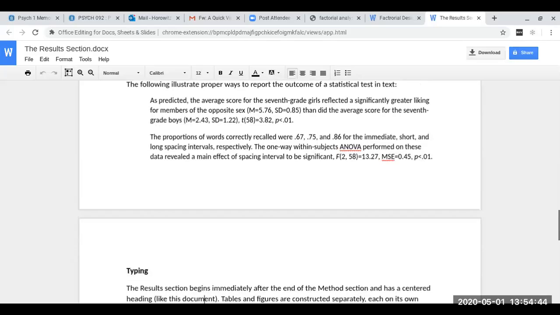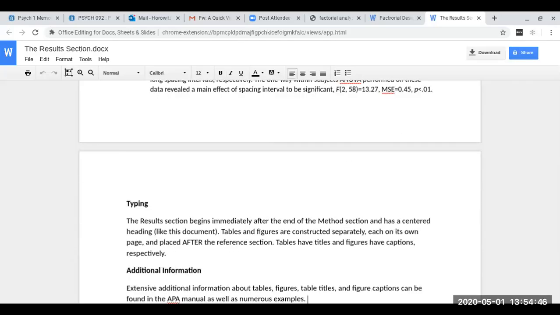So when you are typing this, the results section begins immediately after the end of the method section and has a centered heading, just like we did for the method section. So right after the introduction started, even if it's not at the bottom of a page, right? You put method in bold right underneath introduction. Results is going to go right after the method section. And when we get to discussion, it's going to be right after the results, as if it's all one portion. So it begins immediately after the end of the method section and has the centered heading results.